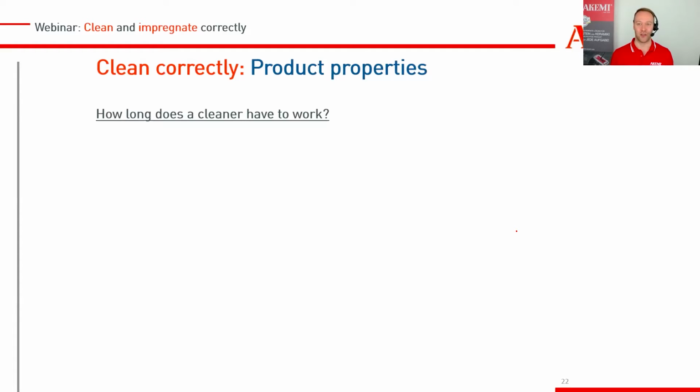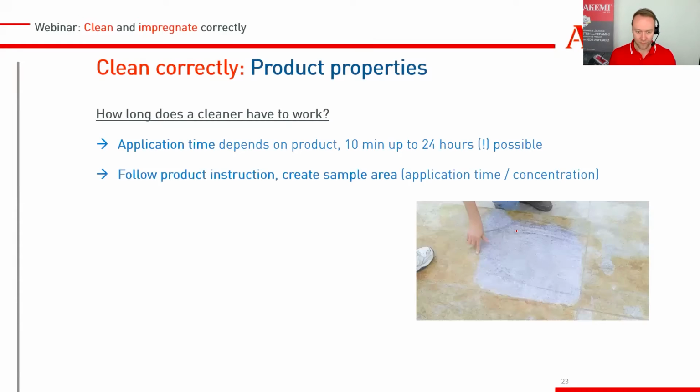Everybody who has tackled a strong stain or some strongly stained surfaces knows about it. Cleaners need time to work. And this depends, of course, on the type of stains and on the type of product. But usually 10 minutes is the minimum time you need a chemical product to react on the surface, on the stain, on the stone, to get a good result. And some products and some stains require even an application of 24 hours.